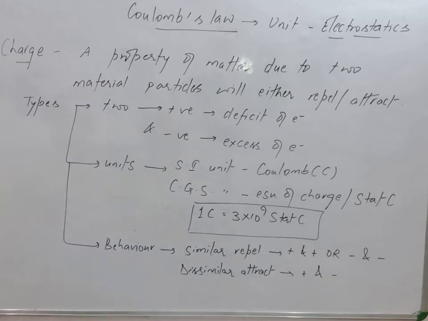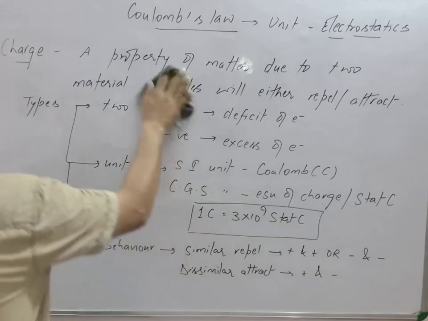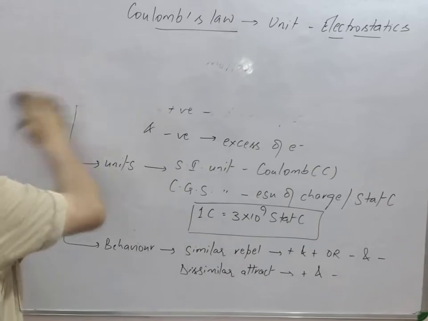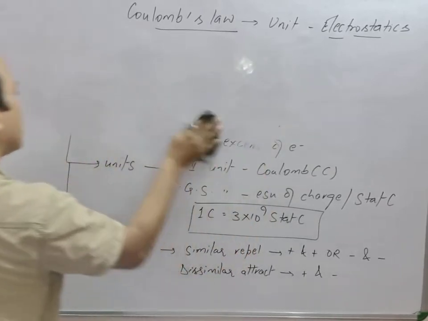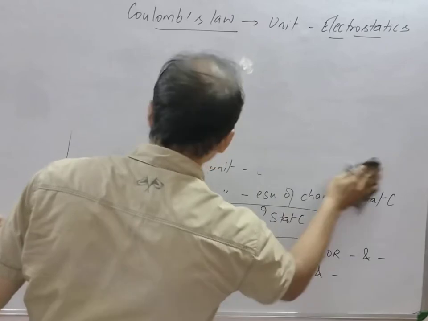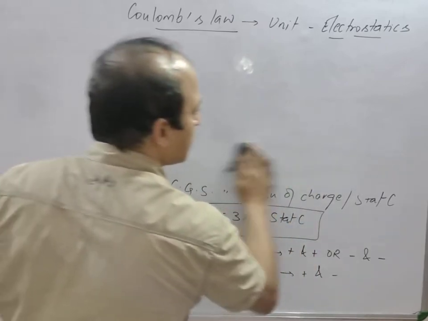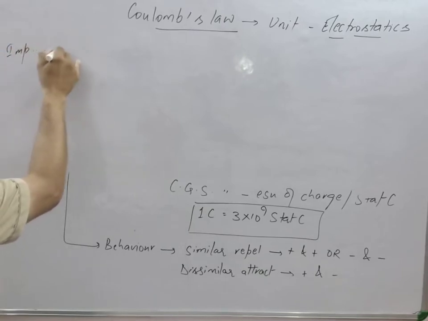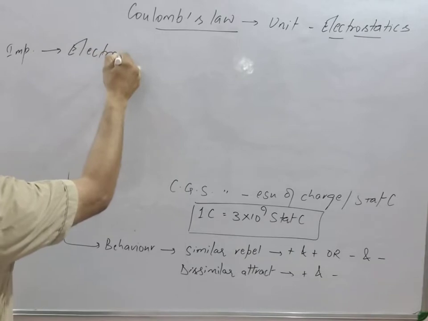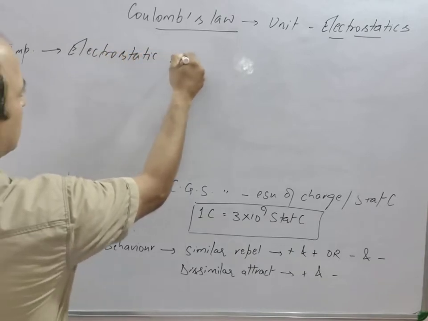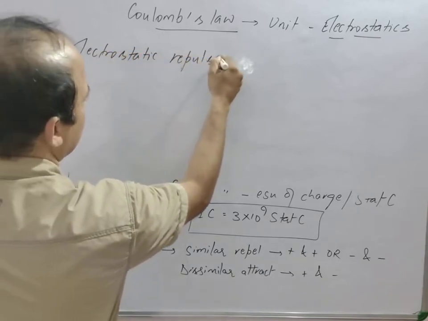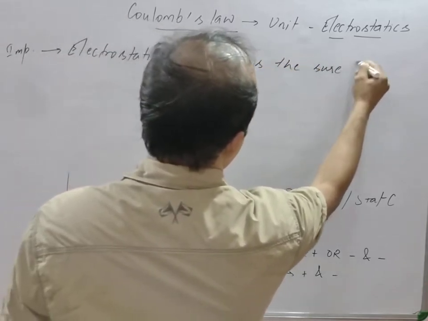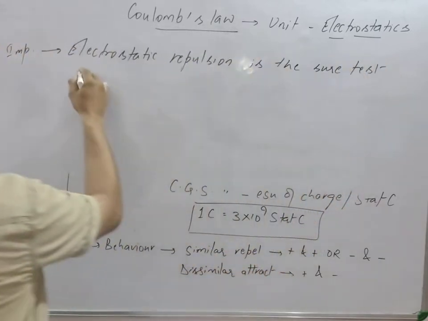Here the important thing to know is that if we want to confirm whether a body is electrically charged or not, then we have to use the electrostatic repulsive property of charges, not the attractive property. Remember that electrostatic repulsion, this is an important one. Electrostatic repulsion is the sure test for electrification.